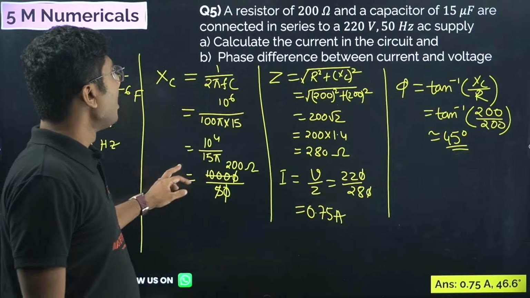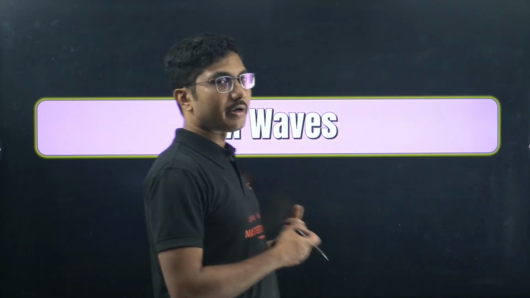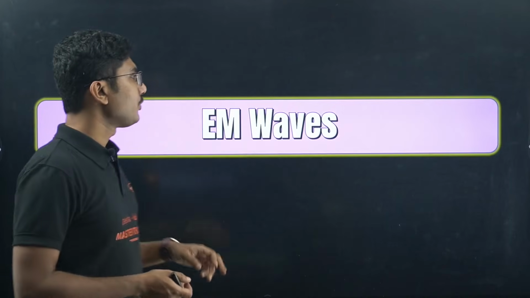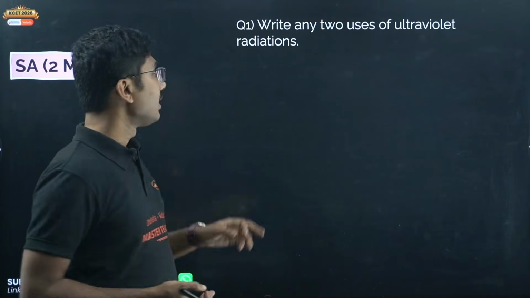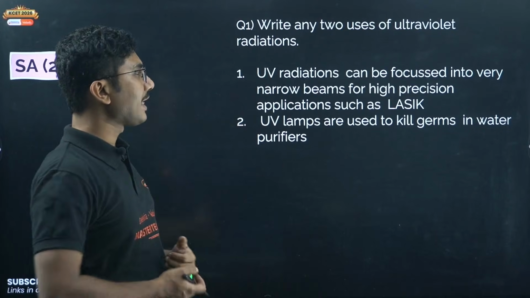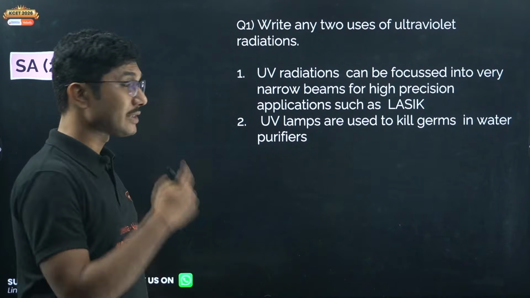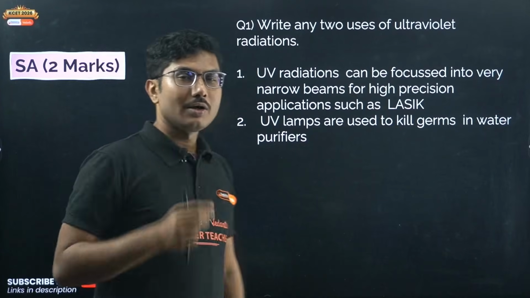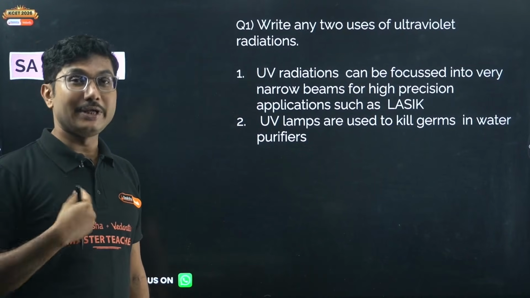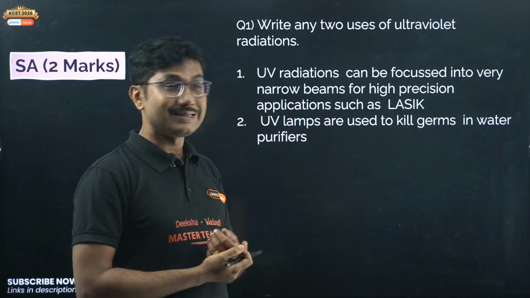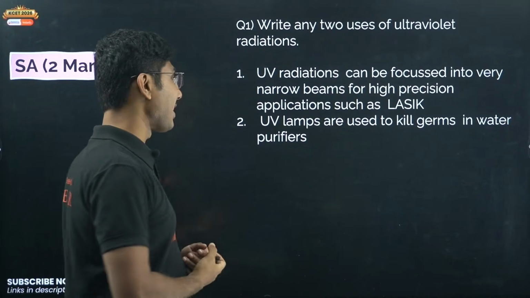Okay, now let's move to next chapter, electromagnetic wave. This is the smallest chapter, so it will not take much time, so we will cover it quickly. Two uses of ultraviolet radiations. UV radiations can be focused into narrow beams for high precision applications such as LASIK operation for eye. If you are suffering from eye aberrations like me, you can do an operation like LASIK and repair your eyesight. Then you will not be needing any glasses.